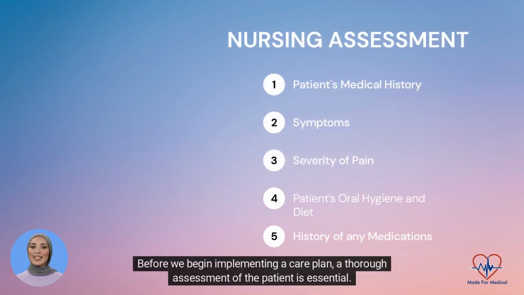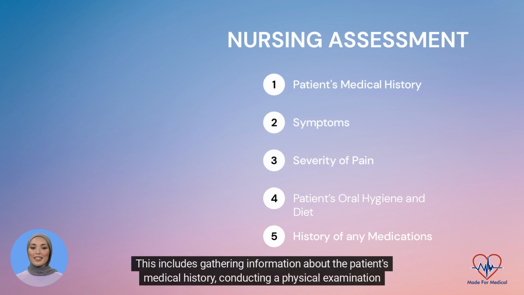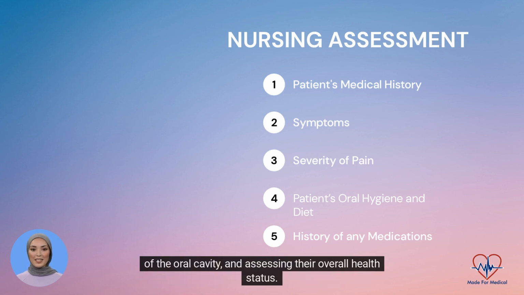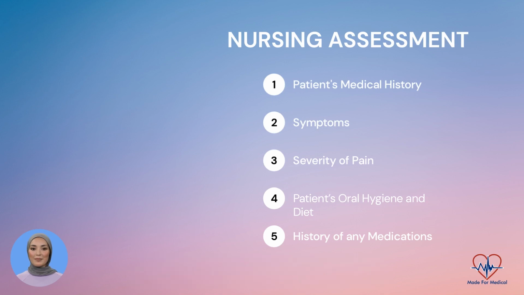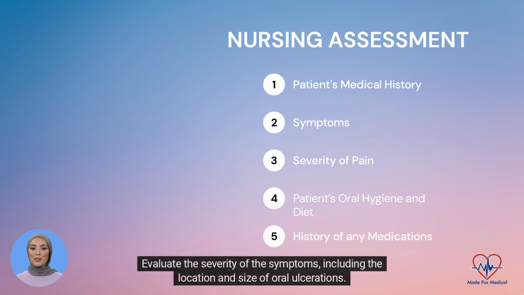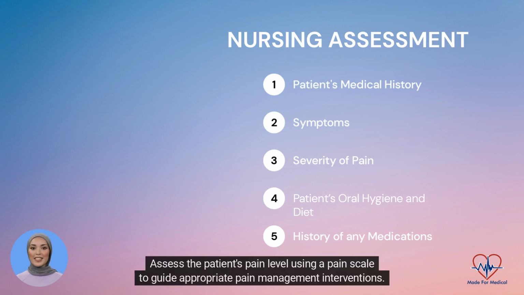Before we begin implementing a care plan, a thorough assessment of the patient is essential. This includes gathering information about the patient's medical history, conducting a physical examination of the oral cavity, and assessing their overall health status. Assess the patient's medical history, including any underlying conditions or ongoing treatments that may contribute to stomatitis. Evaluate the severity of the symptoms, including the location and size of oral ulcerations. Assess the patient's pain level using a pain scale to guide appropriate pain management interventions.